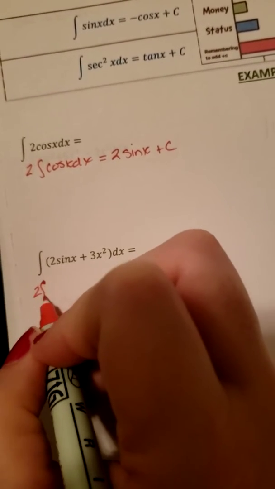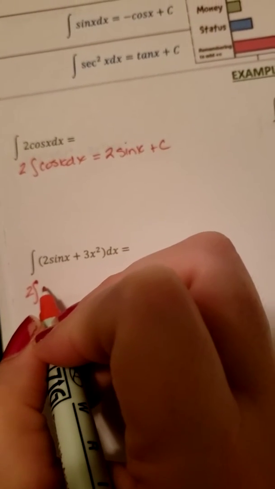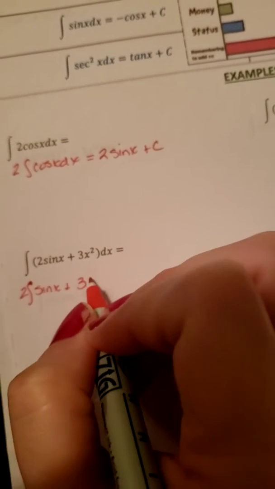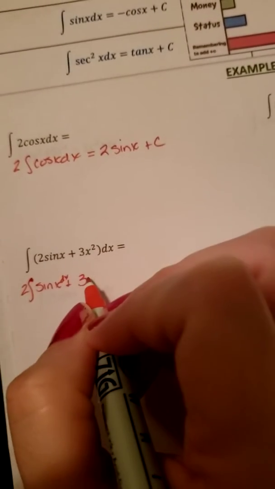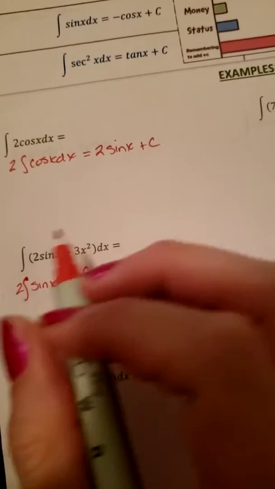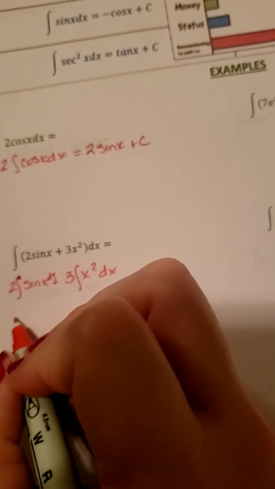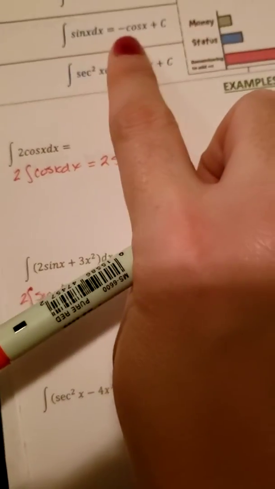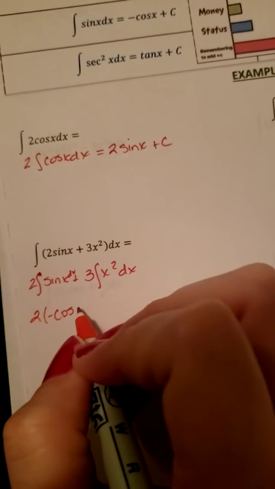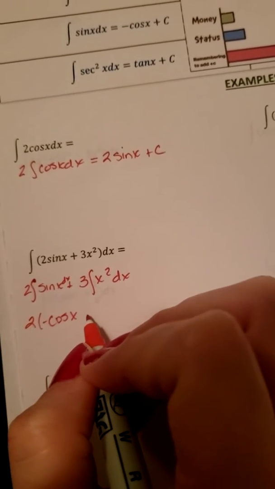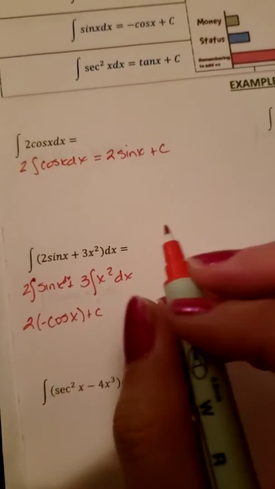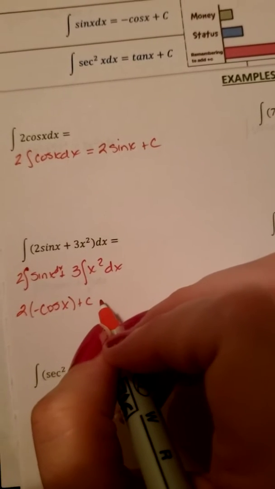Another way to write this would be 2 times the integral of sine x plus 3 times the integral of x squared dx. I always forget that dx. So the integral of sine x is negative cosine x, and we would have a plus c. I'm going to write that for now, just so we can see how all of this works.